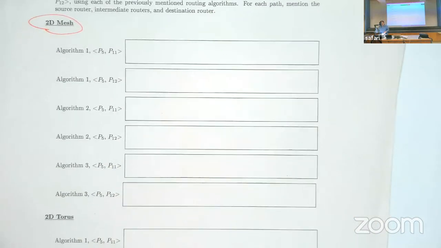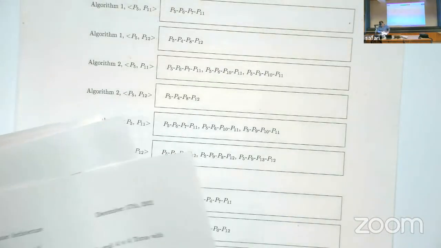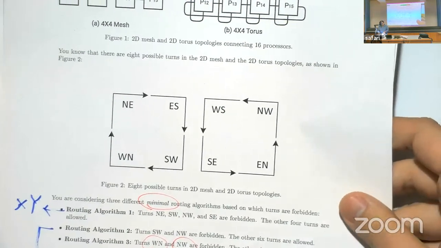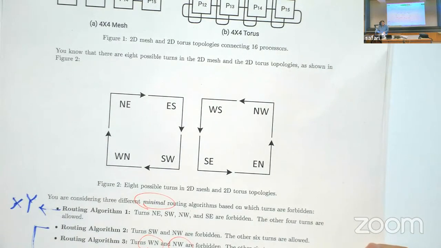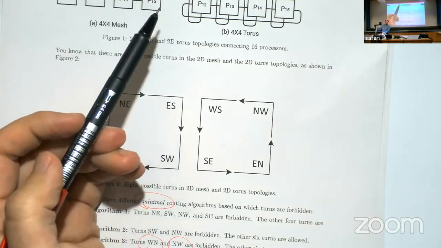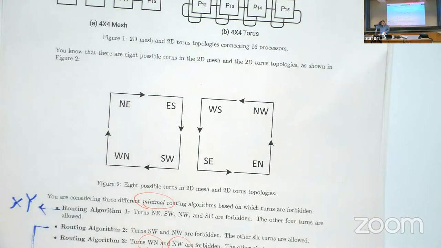So let's also do one for algorithm 3. P5 to P11. I'm also going to cheat. So P5 to P11, the only thing we need to be worried about is taking the turns west-north and north-west. Since from P5 to P11 we are going to the east part of the network, it's completely fully adaptive.